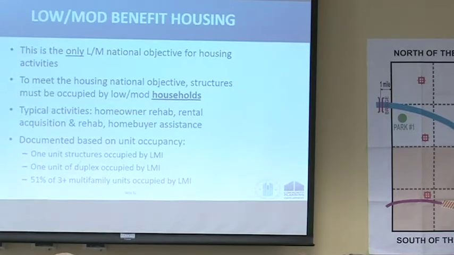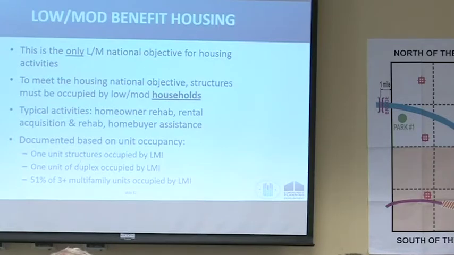Although it is not required, under CDBG, you don't have affordability requirements, whether it's a home buyer type program, a rehab program, but you can incorporate affordability covenants into those types of activities. We know under HOME they are required, okay?